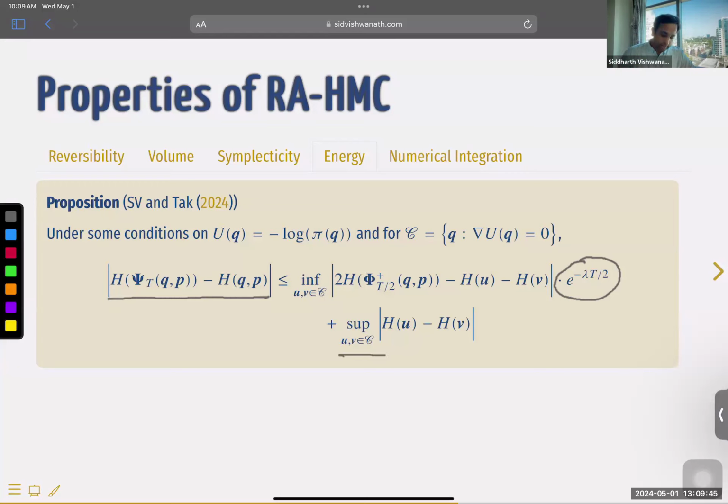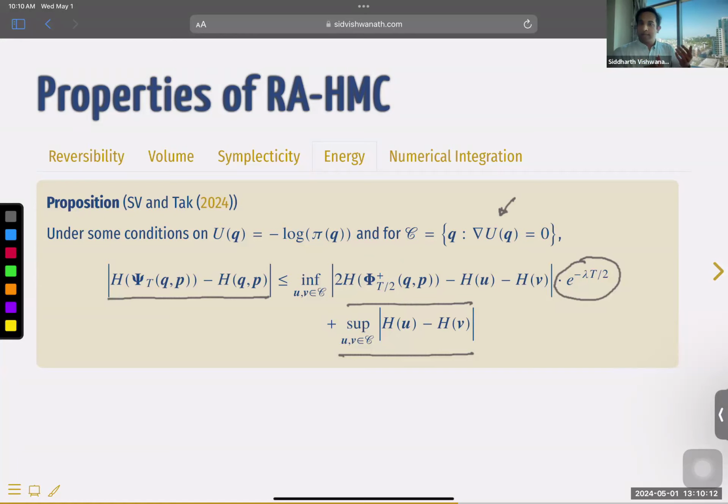And there's this additional term that you see over here, and this is the maximum of the differences in the Hamiltonian that you have, only evaluated on the critical set of your energy landscape. Okay, so all of your modes are essentially points where the gradient evaluates to 0.